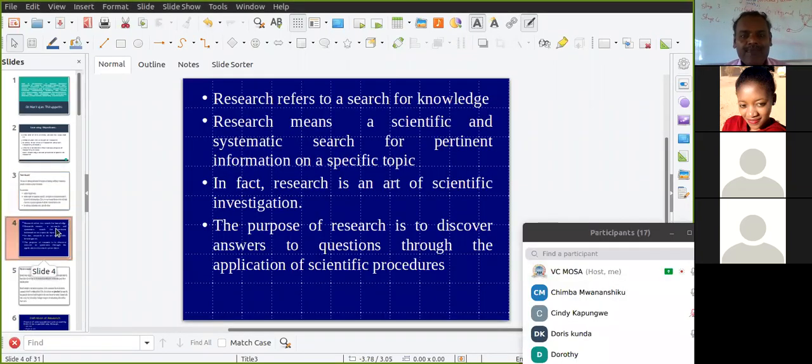Then you can say there are different meanings for research. Research refers to a search for knowledge. In simple terms, research is about searching for new knowledge. Research means a scientific and systematic search for particular information on a particular topic. Research is the art of investigation. The purpose of research is to discover answers to questions through the application of scientific methods.